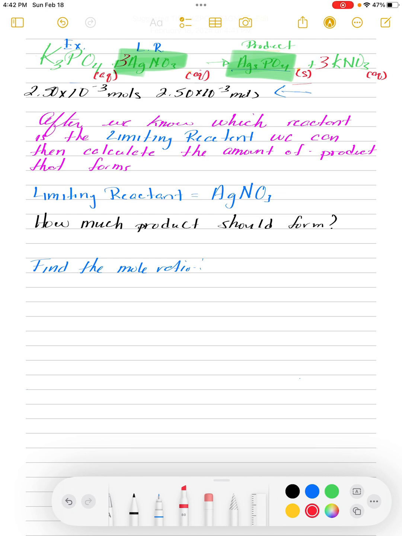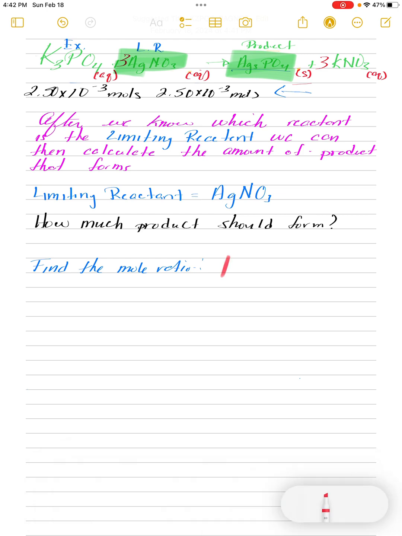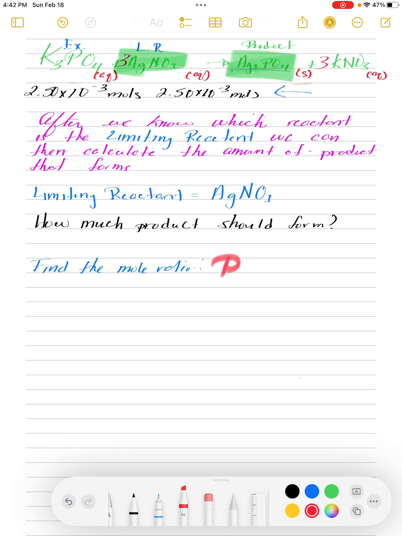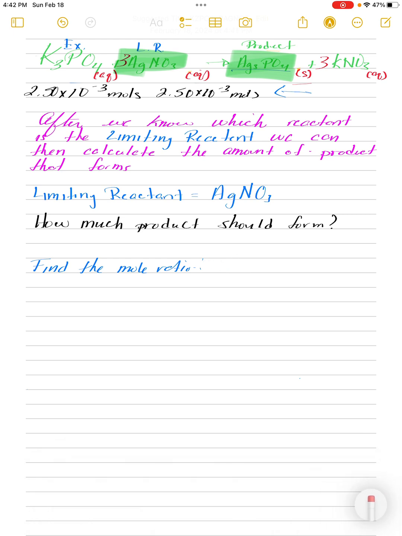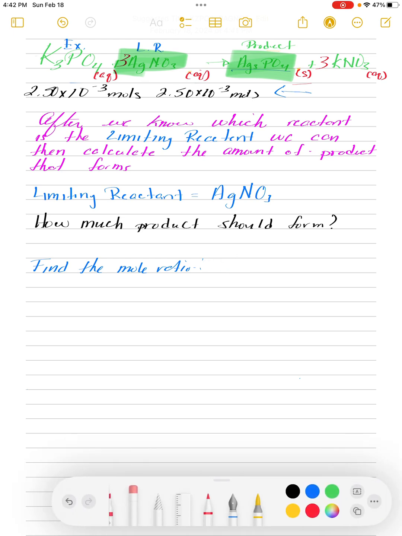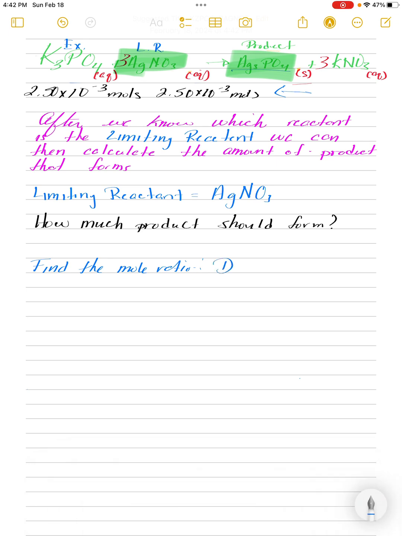The mole ratio is going to have a very simple model. You're going to have the desired product over the limiting reactant. So your mole ratio is going to be the desired product over the limiting reactant, right? That's going to be how we write the mole ratio.